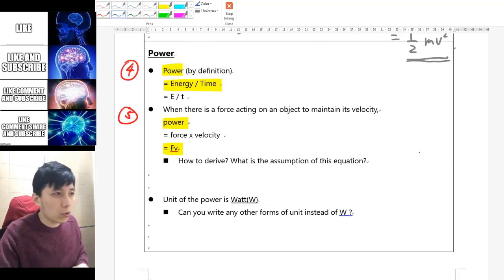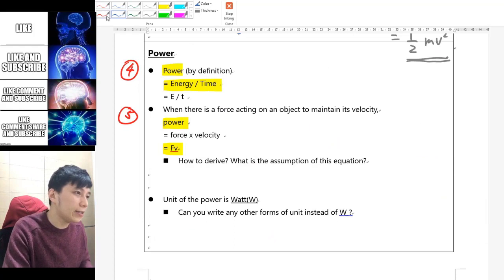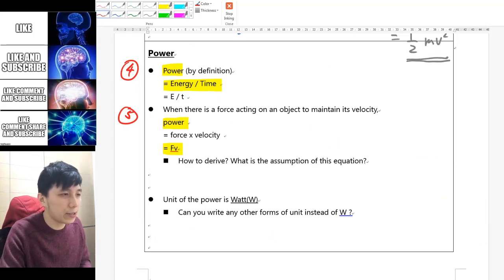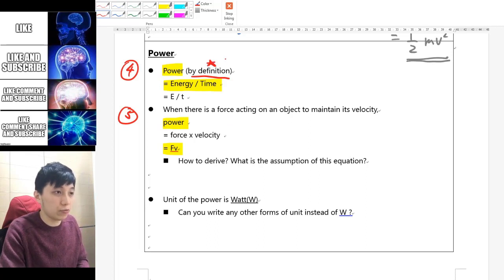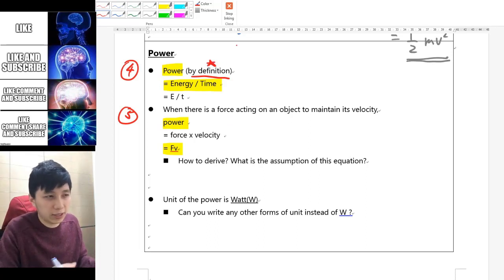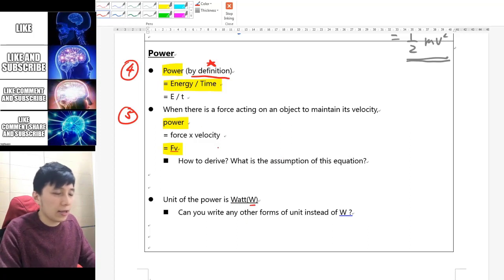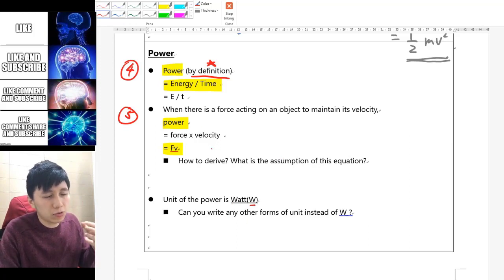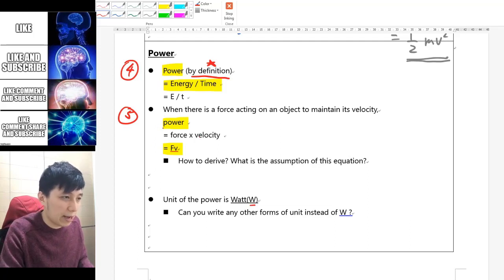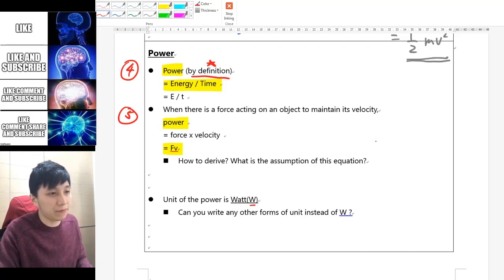Let's talk about the next 2 questions about power. For the first equation, power equals energy over time. This, as you can see, is by definition, so we can't discuss much. It's simply the definition, and the unit is watt, W. The only equation that I want you to derive right now is P equals F times V.